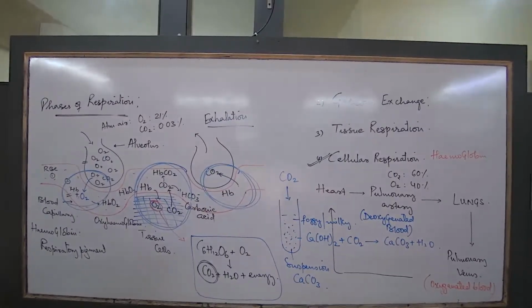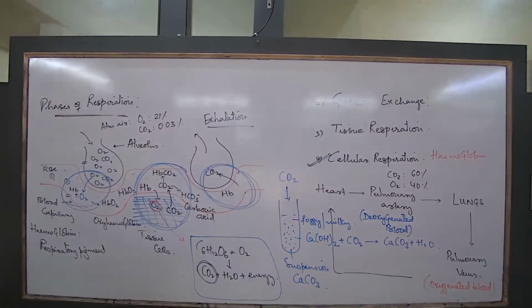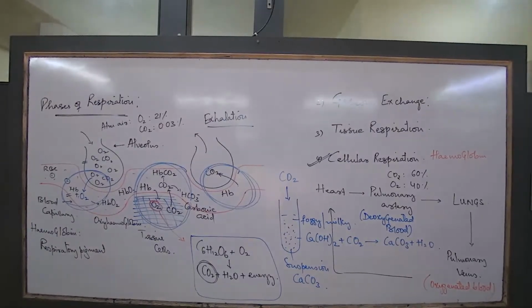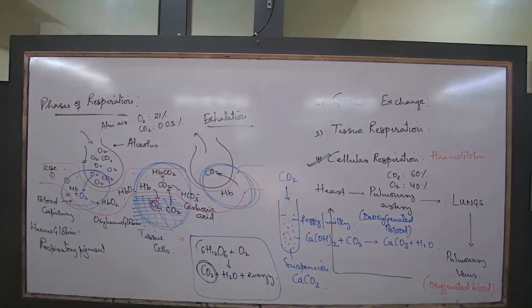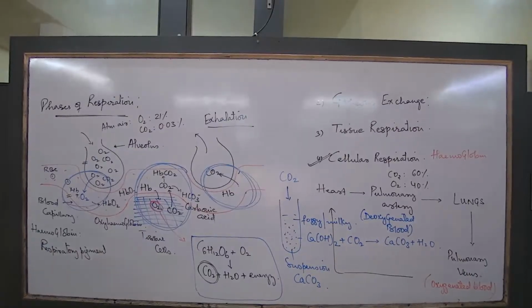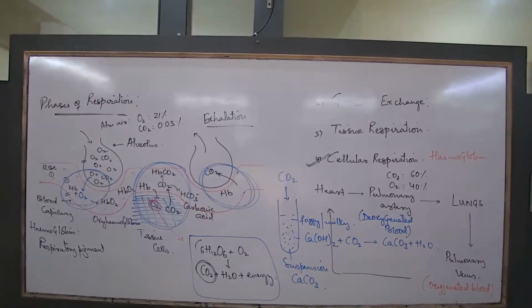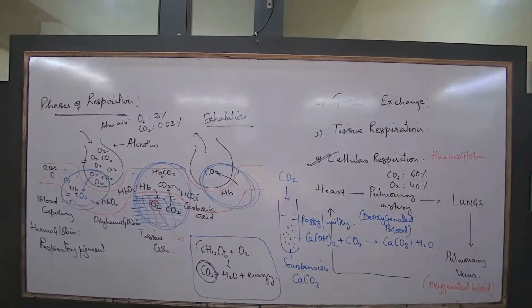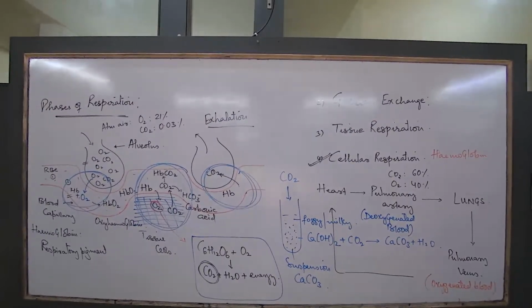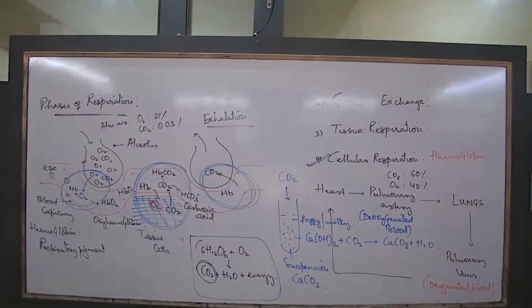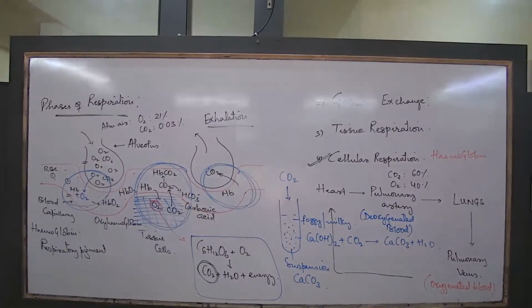Pyruvate is... Here energy is a misprint. Energy will not come here, cross it out. Pyruvate, straight away an arrow comes here. Cross out this energy, that's an error in printing. Pyruvate and then the arrow, lactic acid and energy. So B, what would be the answer?